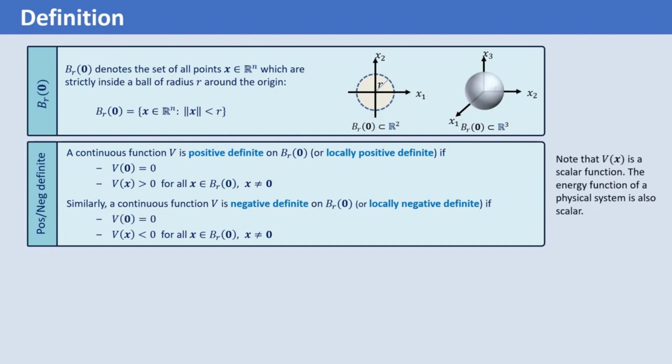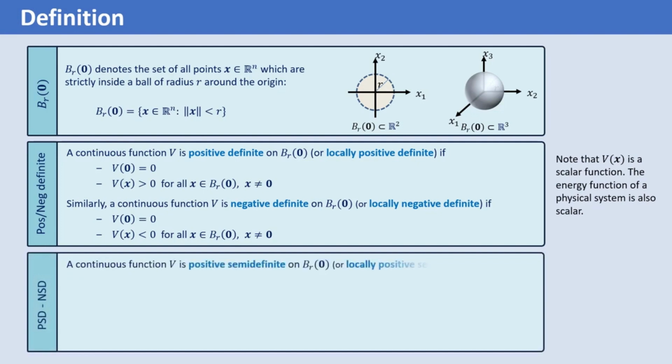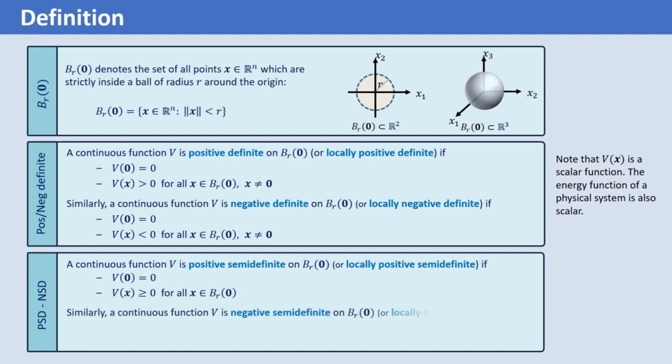Note that here V of x is basically a scalar function. A continuous function V is positive semi-definite on B_r of 0 if V of x is non-negative for all x in the ball and is 0 at 0. The definition of the negative semi-definite function is similar, except that V of x is non-positive for all x in the ball.